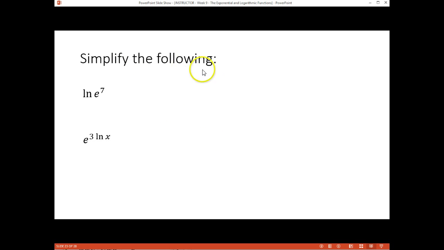Let's simplify the following. I have the natural log of e to the 7th. Again, the natural log and e are inverse functions, so they undo each other. So our final answer is simply going to be 7.